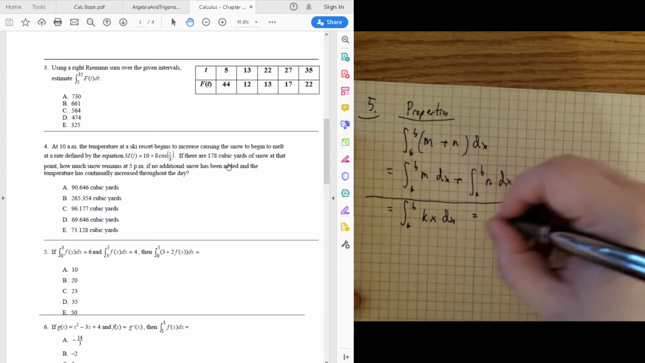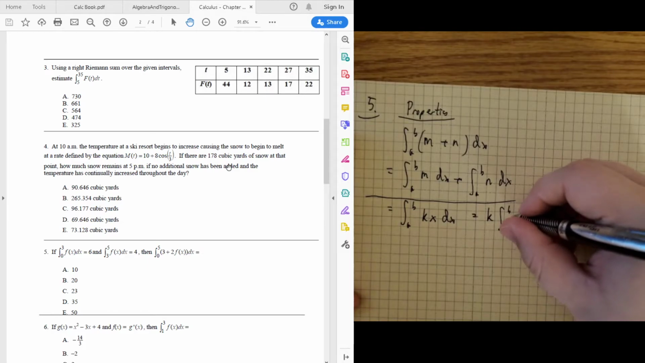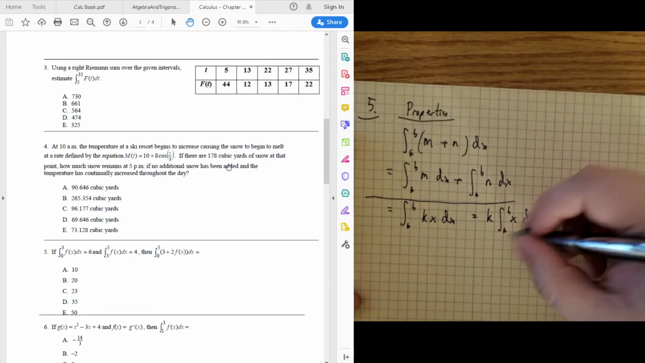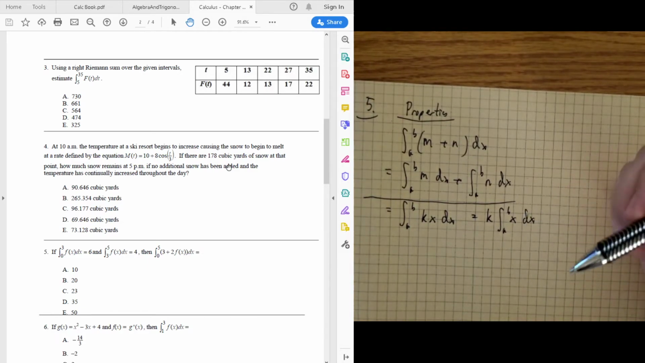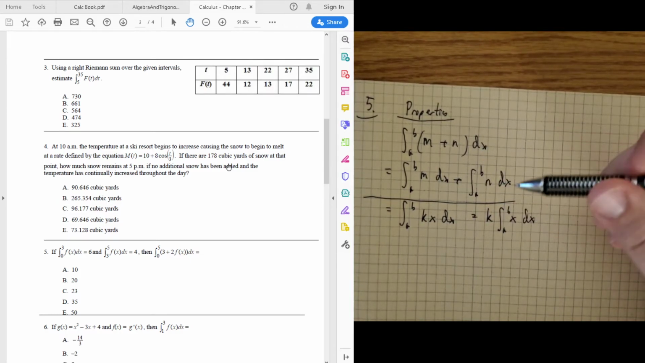You can rewrite that as k on the outside, integral from a to b of x dx. You can essentially factor the k out because it's being multiplied. And so these are the two properties that you're going to use the most in number 5, and there they are.